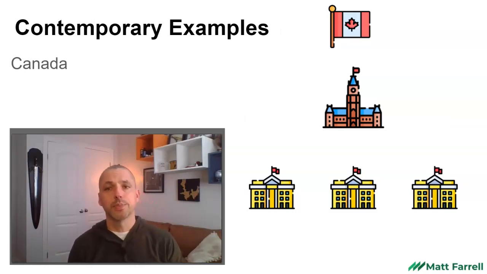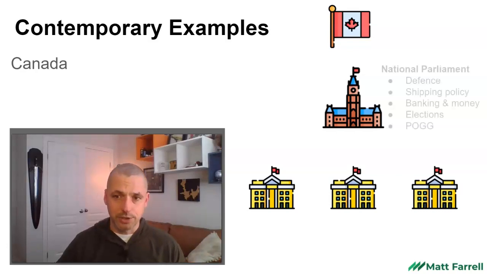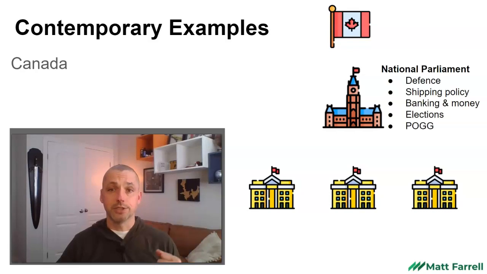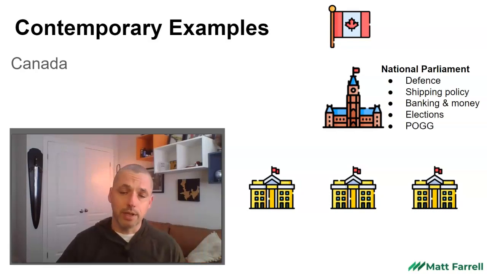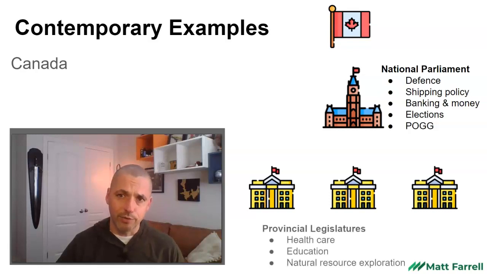Now, what about contemporary examples? Canada is a textbook example of a federal system. There is a national government, a parliament, and there are provincial legislatures. The national parliament is in charge of things like national defense, shipping, navigable waters, transit policy, the banking system and currency, elections, and the Constitution gives them power over something called peace, order, and good government for the nation.